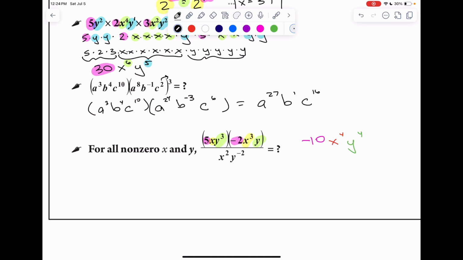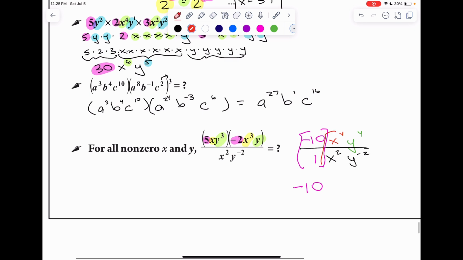And then in my denominator, I have x squared y to the -2. Now, this is also with a 1 here. So if I simplify our numerical coefficients, that's just going to be -10 divided by 1 is -10. When I simplify my x's here, remember we subtract the exponents when we divide exponential numbers that have the same base. That's going to be x to the 2nd. 4 minus 2 is 2.